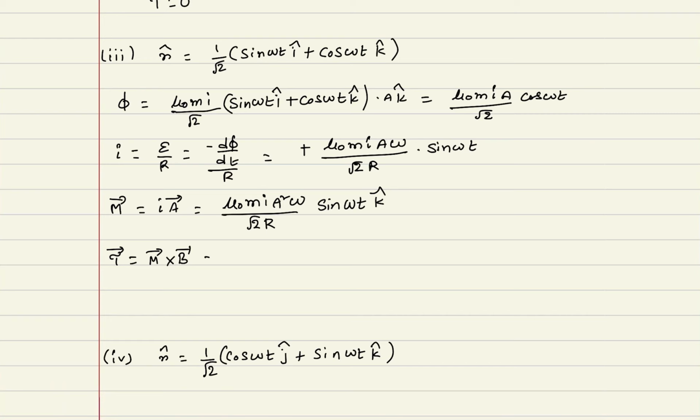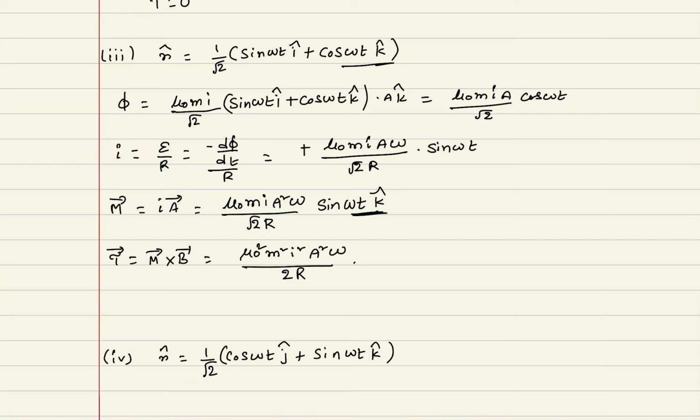Torque tau bar is m bar cross b bar. If you write the m bar cross b bar, we get mu naught square m square I square A square omega divided by root 2 into root 2, 2R, into sin omega t. Here k cap is there, here cos omega t k cap is there. So we can write sin omega t into cos omega t.